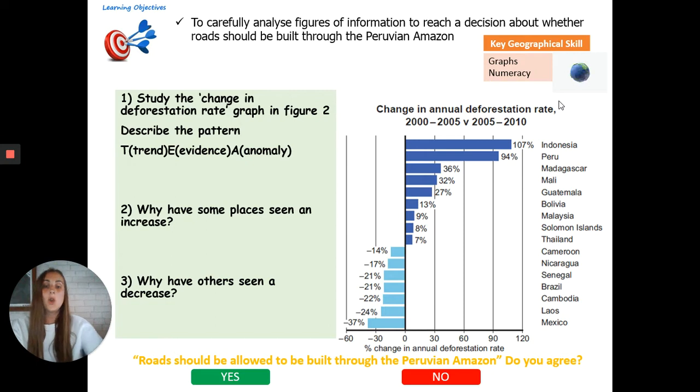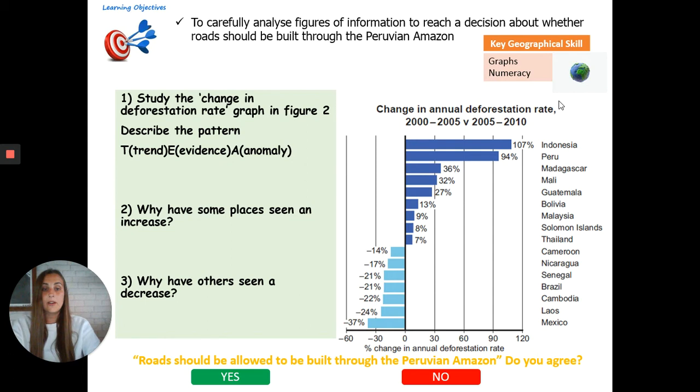So you know, which countries have increased, which countries have decreased the amount of deforestation, why have some places seen an increase, do we think? Why have some others seen a decrease? So pause that and have a go at that now, please.